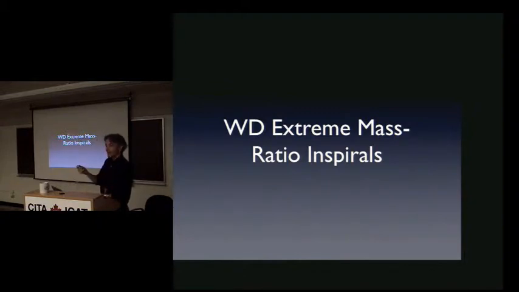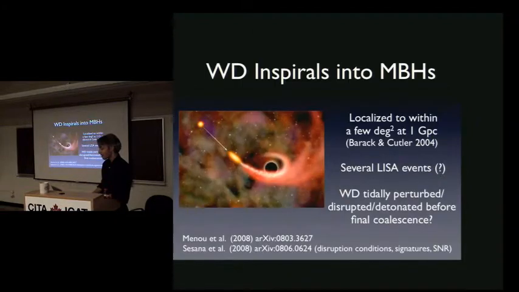Per unit stellar mass, we produce a lot of white dwarfs relative to neutron stars and stellar mass black holes. So in fact, a fair fraction of all these events are expected to be white dwarfs spiraling into massive black holes. Why are white dwarfs interesting? Because they have this very interesting property. It's just a bit lucky that they're dense enough.